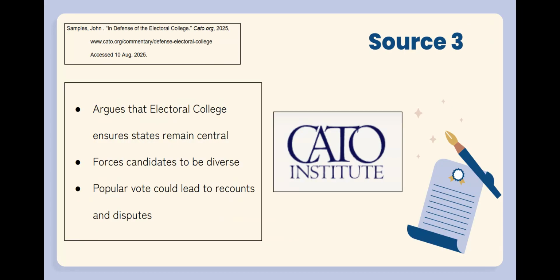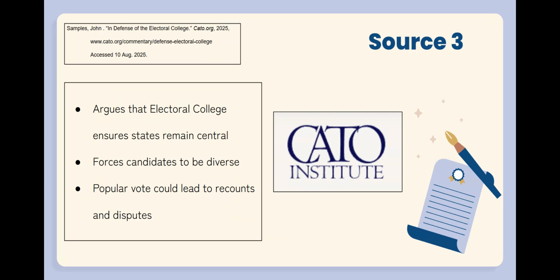Next is source 3, John Samples' In Defense of the Electoral College. It's important to look at all various perspectives of the issue and not only sources that think the Electoral College is a bad thing. So, for example, the Electoral College ensures that states remain central to the federal election, and it also forces candidates to be diverse.